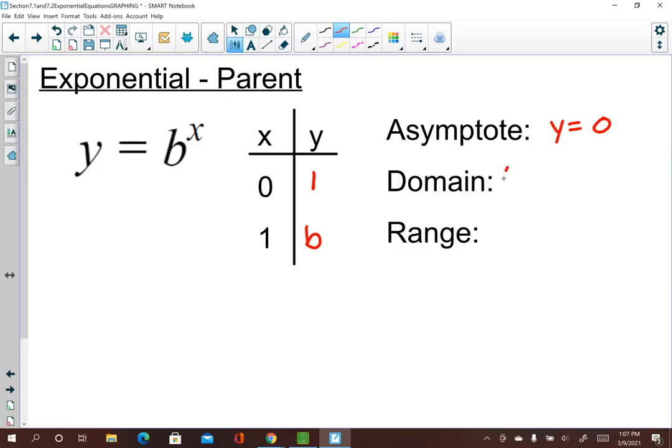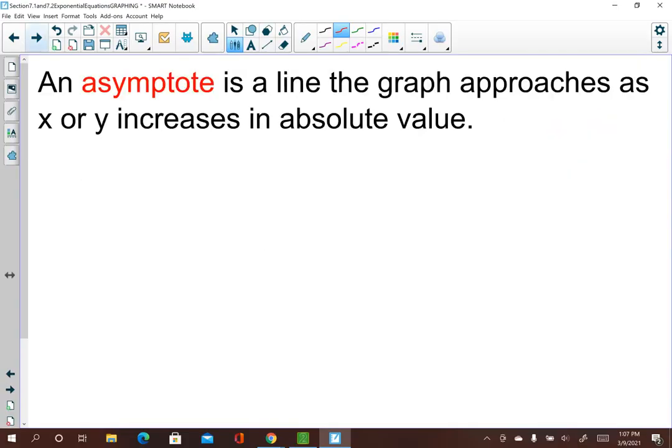The domain of any exponential function is negative infinity to infinity. And the range of any parent exponential function is 0 to infinity. But because we can never touch that 0, it is not included. And that's the first time that we are actually dealing with a range of a function that doesn't have an included value as an endpoint. So to repeat, an asymptote, that's a new term for us, is a line the graph approaches as x or y increases in absolute value. You can never touch it, you can never cross it.